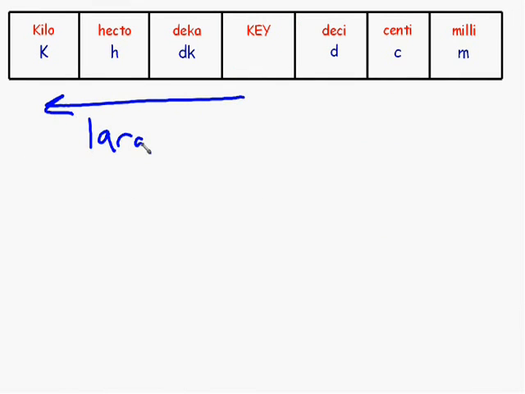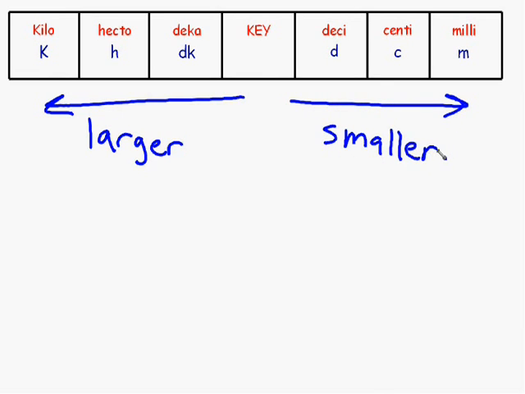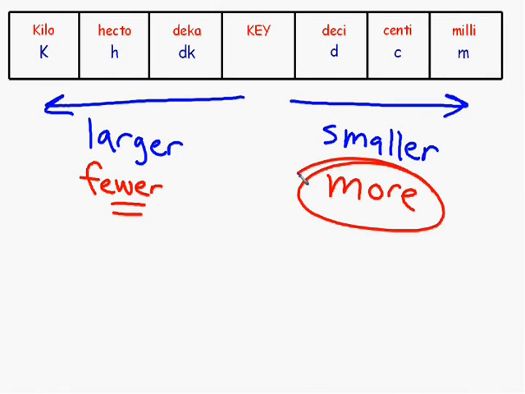Now, as you move to the left of the key unit, the units get larger. As you move to the right, they get smaller. Larger units, you're going to have fewer of them. Smaller units, you'll have more.